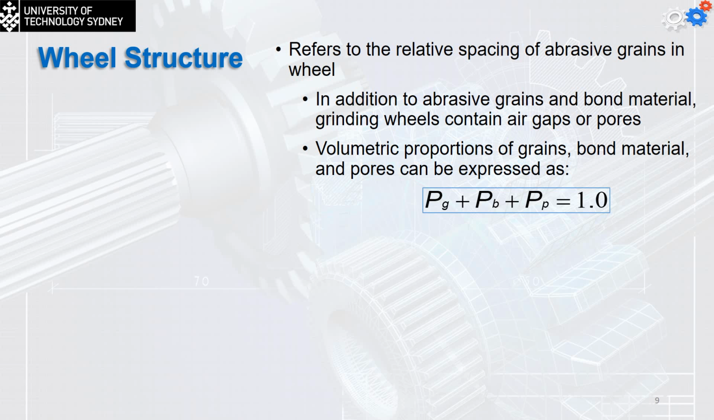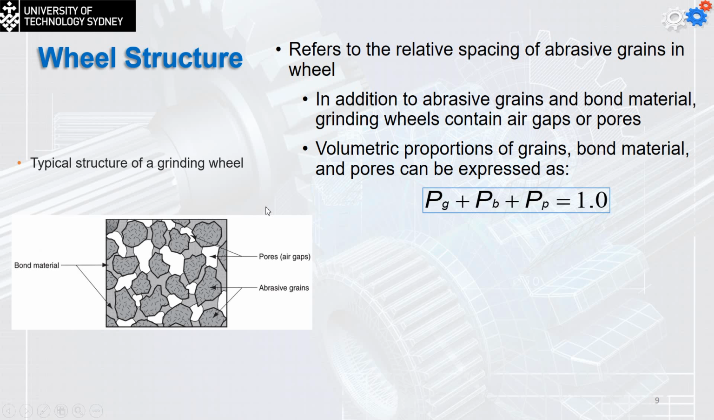So the wheel structure refers to the relative spacing of abrasive grains in the wheel. In addition to the abrasive grains and the bond material, the grinding wheel contains air gaps or pores. Because it's particles, it's grains, whatever you try to compact it, you are going to have cavities in between. So the volumetric proportion of the grain, bond material, and the pores can be expressed such that the total volume, which is 1, i.e. 100% of the volume, is going to be the sum of the gaps, the bonding material, and the particles. If you add them all together, it's going to make up the volume of the disc.